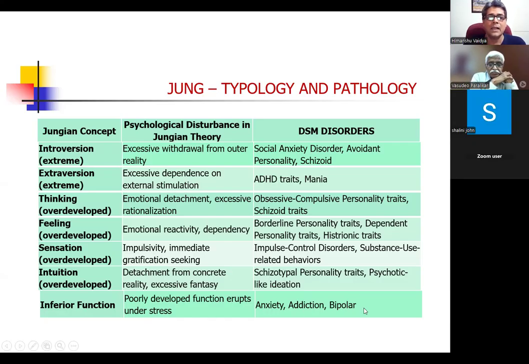So this is how each of them is connected. When something within the typology concept basket becomes too much or too little, it predisposes one to this DSM disorder. That is how the concept is connected to DSM disorders.